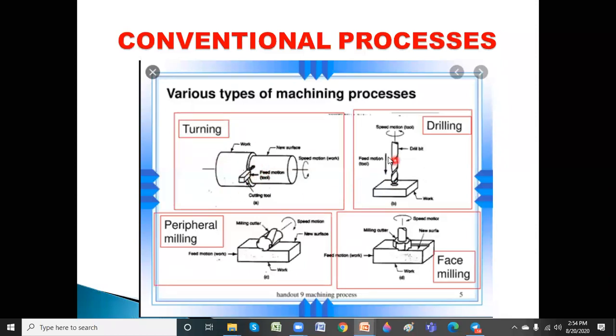Coming to the drilling process, you have a drill bit as a tool. Now you have a material, and I want to produce holes. I'll be using a drill bit, with a lot of fluid here, and the raw material is going to be drilled, getting a hole by removing the material like this. This motion is called the feed of the drill, and this is called your workpiece. And what are the other conventional processes?